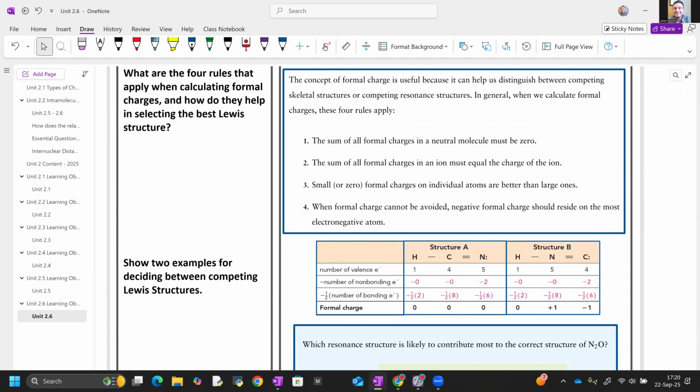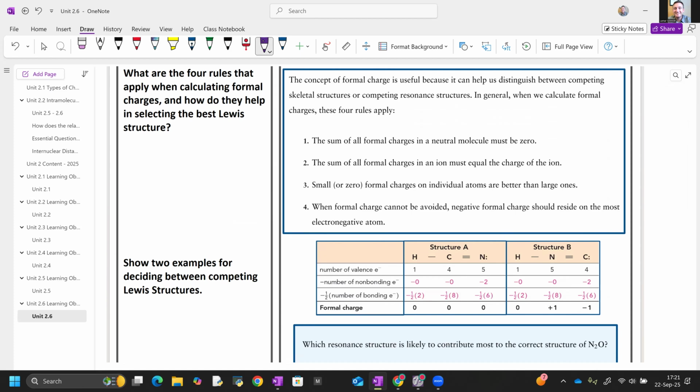And so we see here that small or 0 formal charges on individual atoms are better than large ones. So if we had 2 structures and we want to decide which one is the best, the one that has the smallest formal charges or 0 formal charges is going to be the best structure. And then there are going to be times when formal charge cannot be avoided. Negative formal charge should reside on the most electronegative atom. So we're going to make sure we apply that rule. And again, we'll use these rules in some examples so that you are ready for a test.